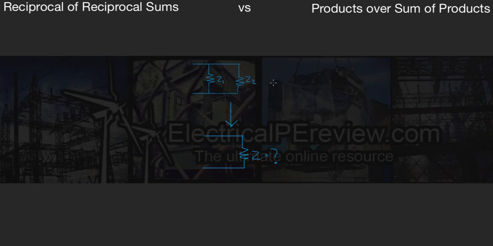Okay, now one more thing I want to touch base on while we're on the subject, something that's really handy to know if you haven't already figured this out. Anytime you've got 2 resistors in parallel, if they're the same value, you can skip doing the reciprocal of reciprocal sums, and you can skip product over sum of products. You can simply divide the resistor by 2. Let me show you what I mean.